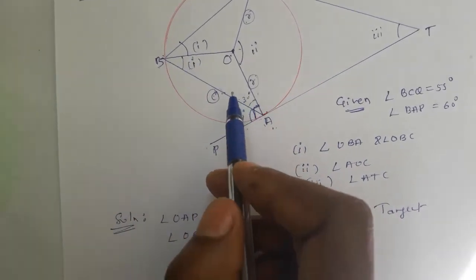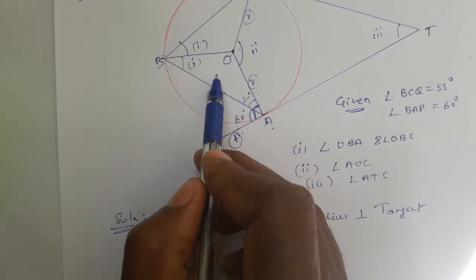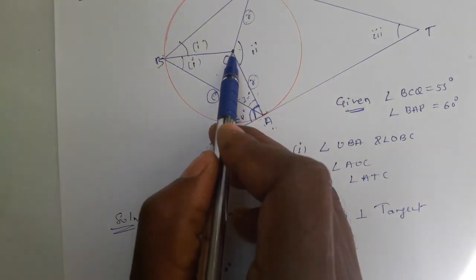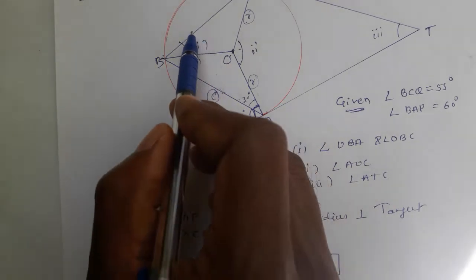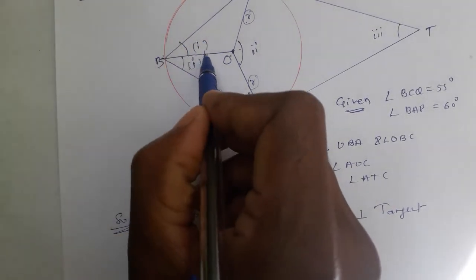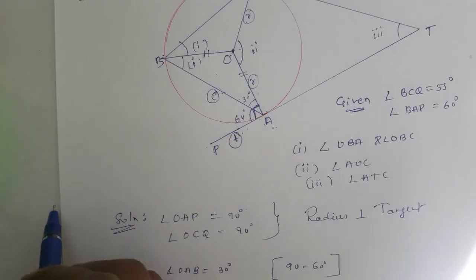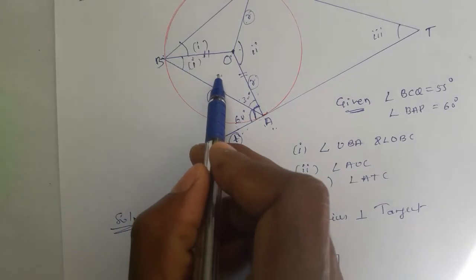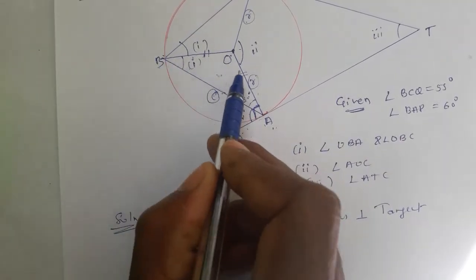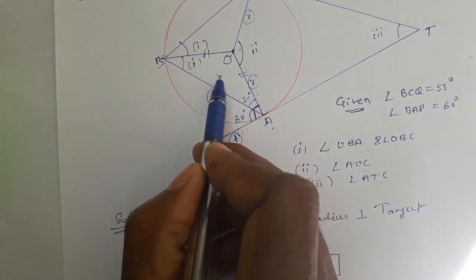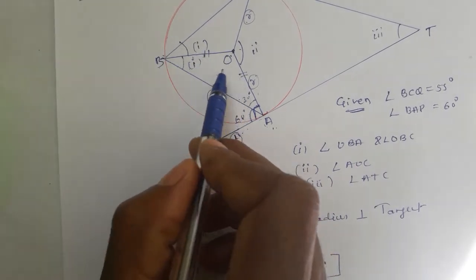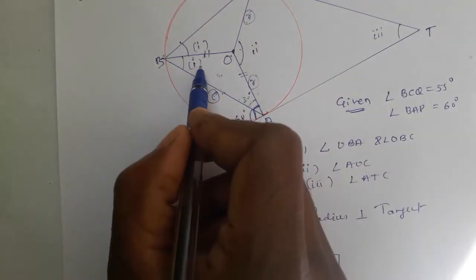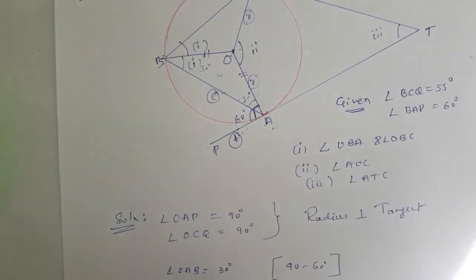As I mentioned earlier, a triangle which is related to the center is always an isosceles triangle. Check out, radius equal to radius. This is an isosceles triangle. OB and OA are radius. Once it is an isosceles triangle, equal sides, opposite angles are equal. So here also 30 degree.